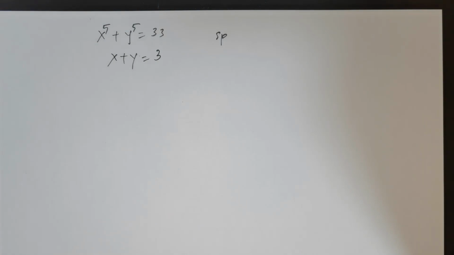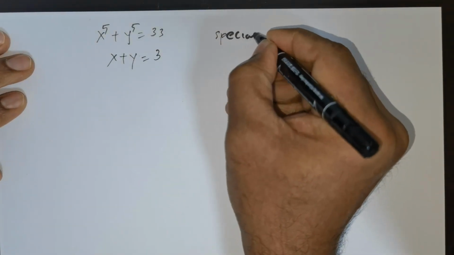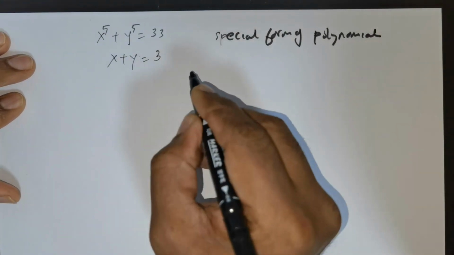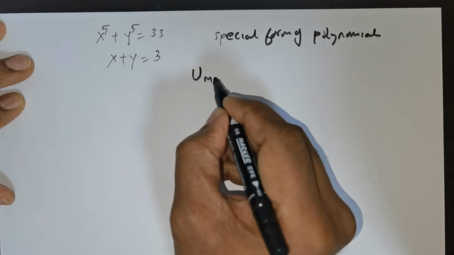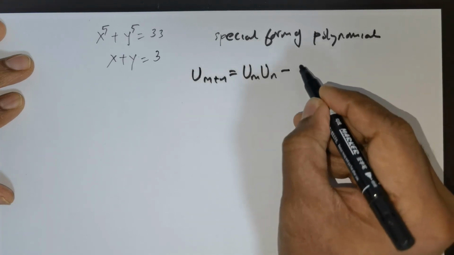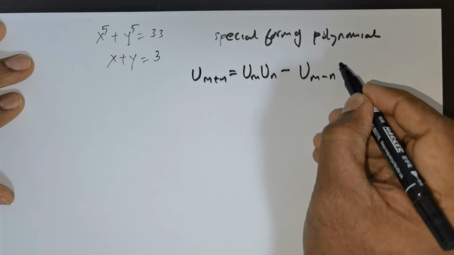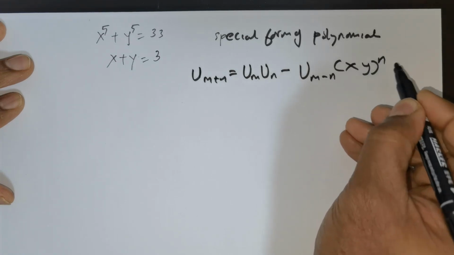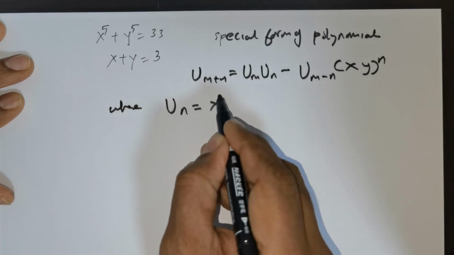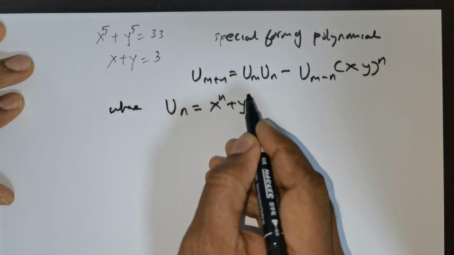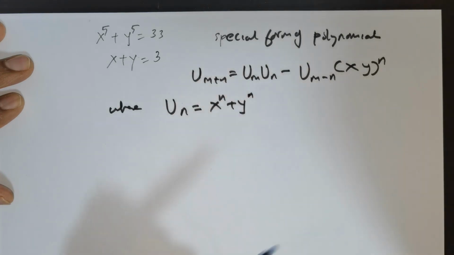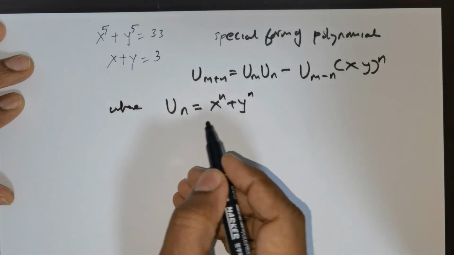So we've got the special form of polynomials. That is given as follows: u_{m+n} = u_m u_n - u_{m-n} (xy)^n, where u_n = x^n + y^n. Now let me consider this part. I will be coming to the special form in a minute. So this is what we have got.